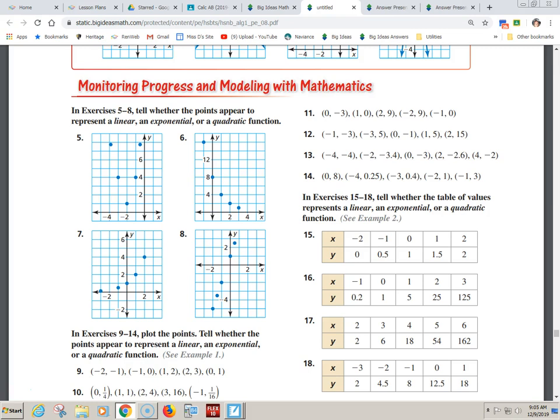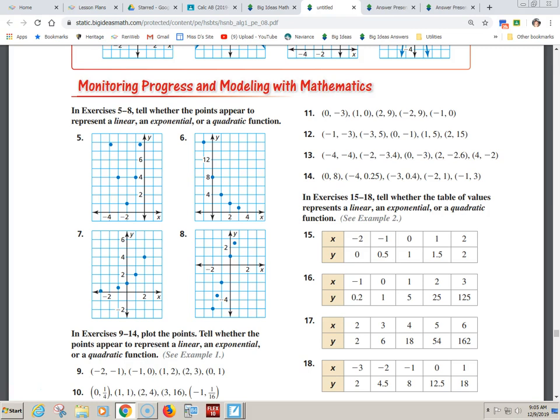What about this one? Exponential. Look at that swoop. It's not a line. It's not going straight. It's curving, but it's not coming back up. It's not a parabola. Number 7: exponential. It's not a U. Exponential. And then Andrew, what's number 8?